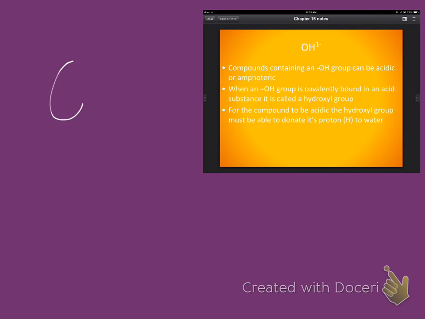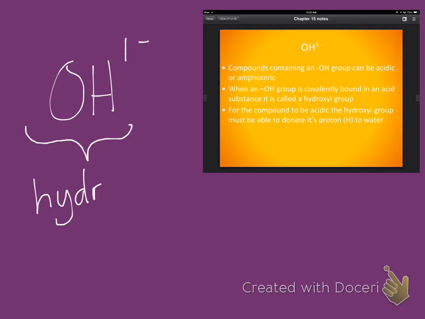Now, the hydroxide ion, our old friend, OH1-. This is a pretty important group. If you go on to a college chemistry class and you take any organic chemistry, you will learn to call this a hydroxyl group. When we add it to an organic molecule, we say, oh yeah, we put a hydroxyl group on that.